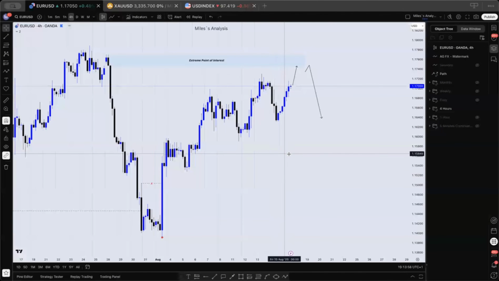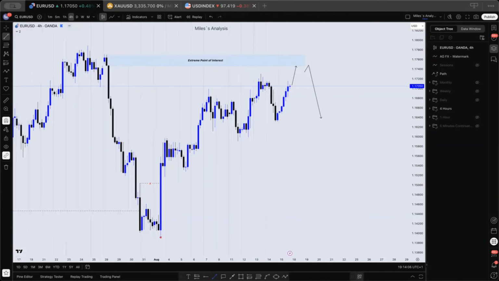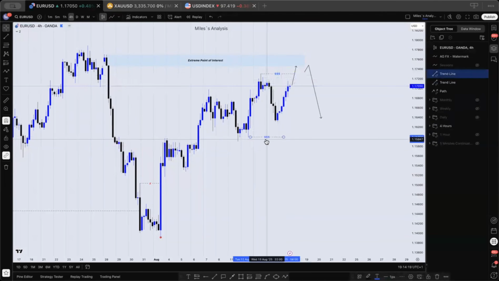So this was Friday, Thursday, Wednesday, Tuesday, Monday. So this will be our previous weekly high, which can also act as liquidity right here. And then our previous weekly low would be on Monday, this one. So this is our previous weekly low, which can act as liquidity as well.